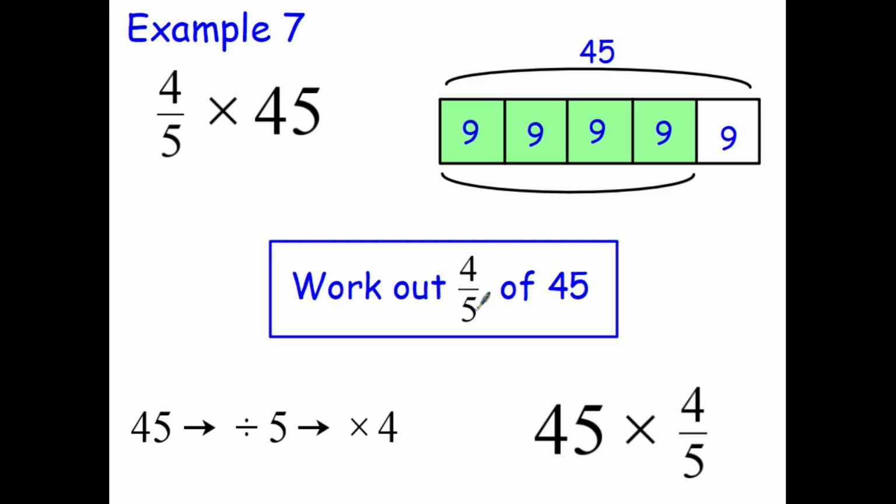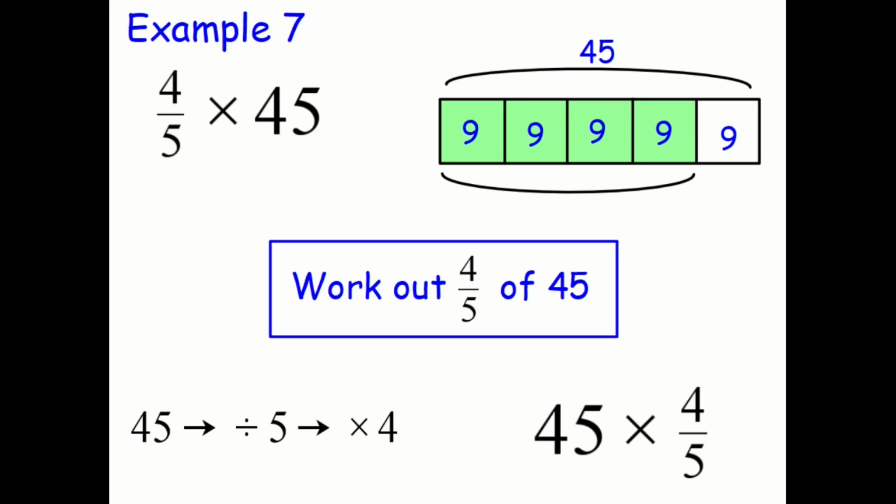If we were finding a quarter of an amount, we'd split it into 4. But now we want our answer in terms of fifths. So we're splitting this rectangle into 5 equal pieces. So I've done that, I've done 45 and I've split it into 5 equal pieces, and each of those pieces has a value of 9.